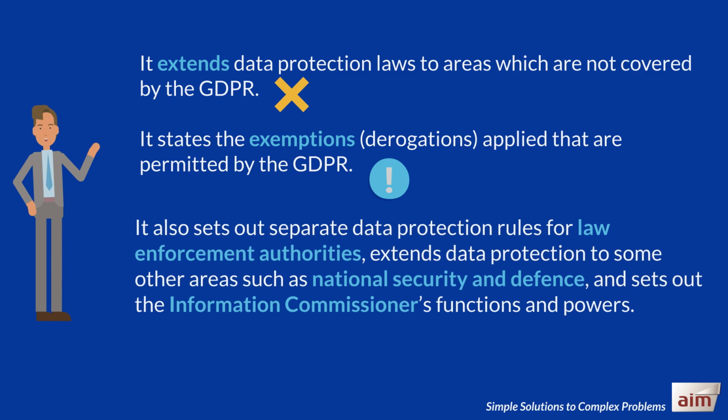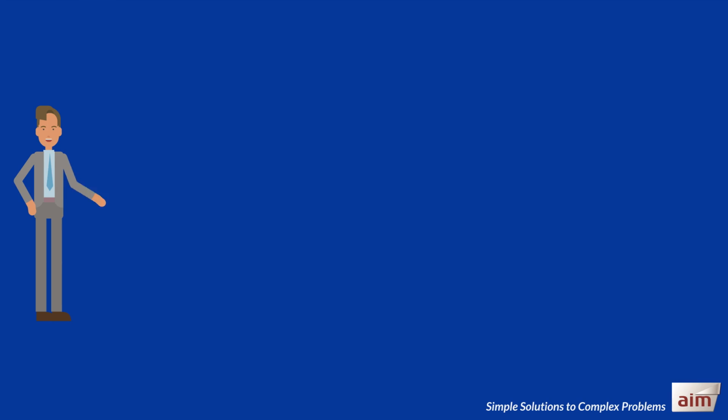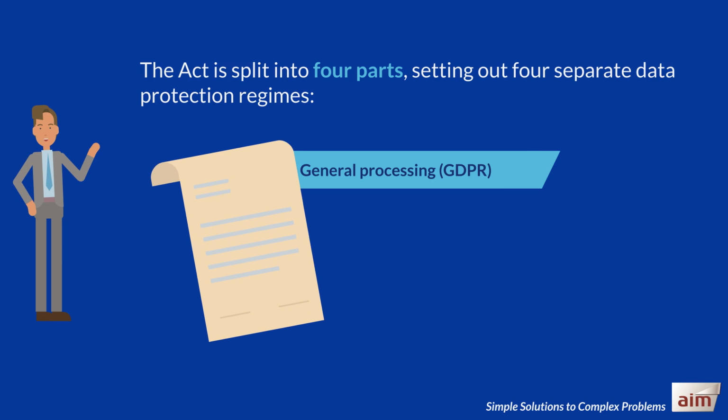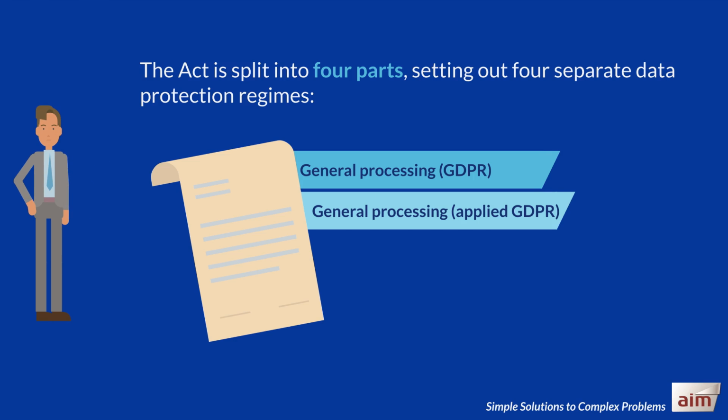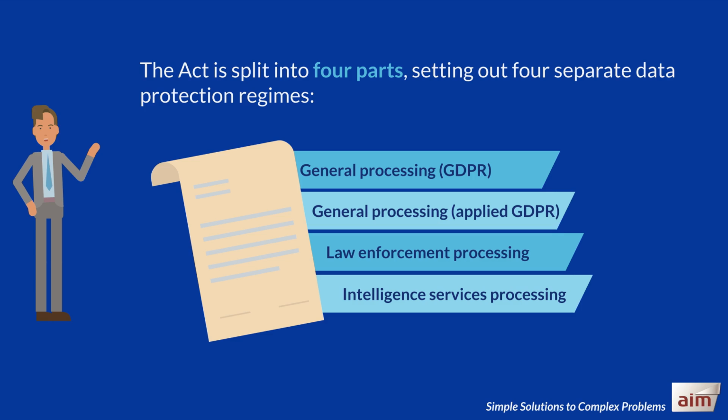It also sets out separate data protection rules for law enforcement authorities, extends data protection to some other areas such as national security and defense, and sets out the Information Commissioner's functions and powers. The Act is split into 4 parts, setting out 4 separate data protection regimes. General Processing, GDPR. General Processing, Applied GDPR. Law Enforcement Processing, and Intelligence Services Processing.